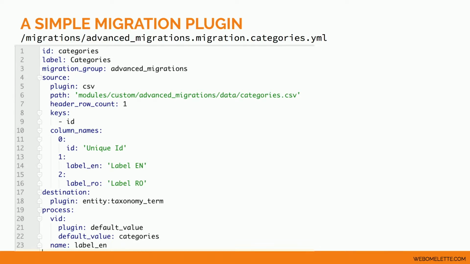So all of the keys are specific to that plugin. Let's say another plugin is not going to have the path, for example, or the column. Right? This is specific to CSV files. Okay. So the first thing, and that's very important, is to say where our file is.